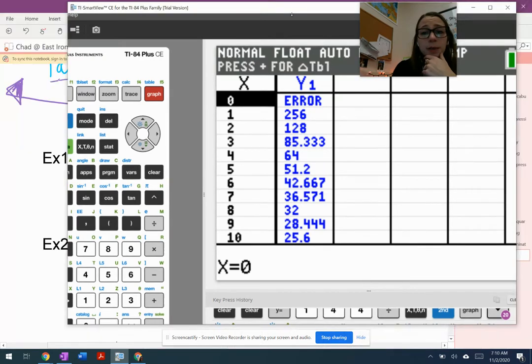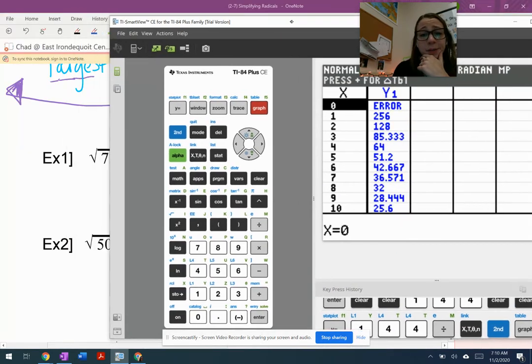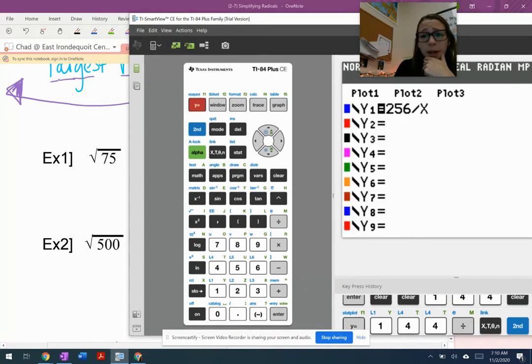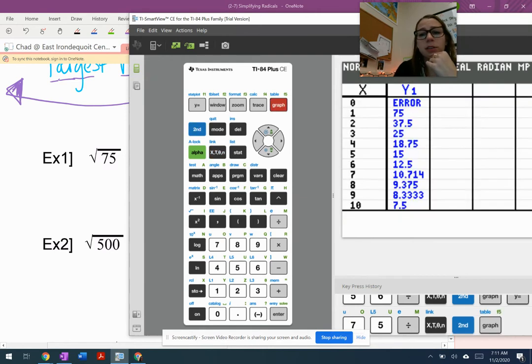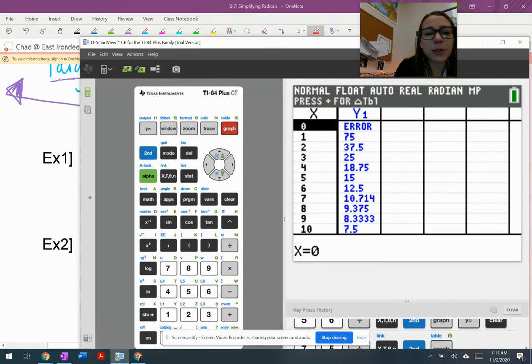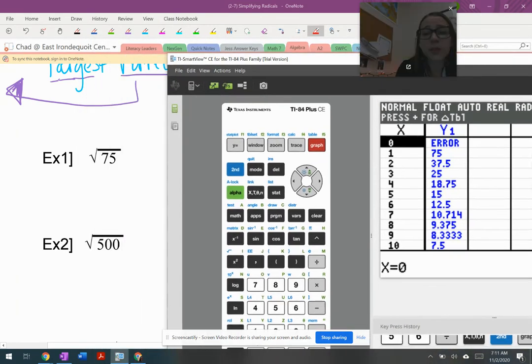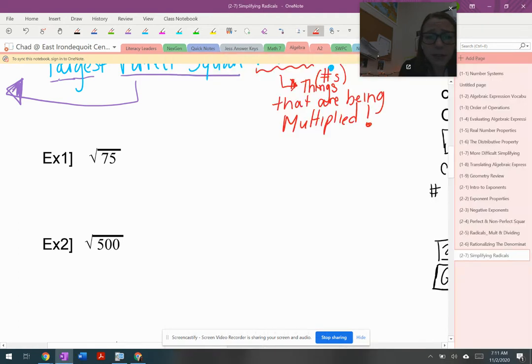So I'm going to jump right to my calculator because it makes my life easier. And I'm going to go into y equals, and just like we talked about in that previous video, 75 divided by x, second graph or table. So now how you're going to show me work for these problems is you're going to list out the factors, the whole number factors at least. I do not need all those decimal numbers, but I do want to see some of those whole number factors. So we've got 3 and 25.